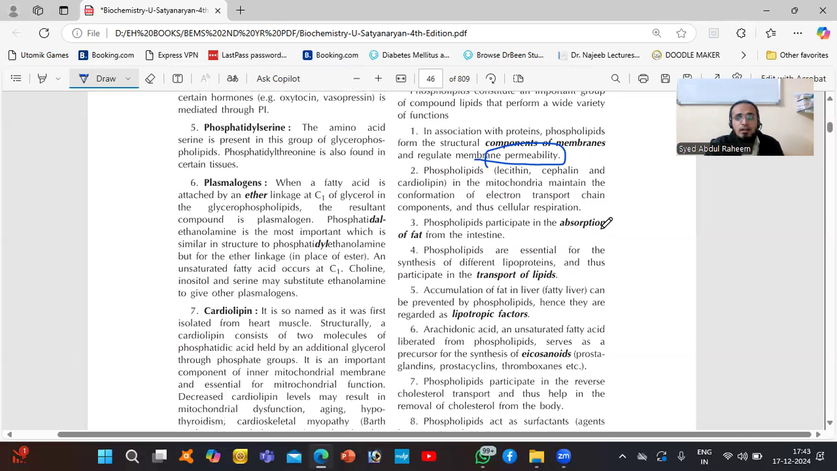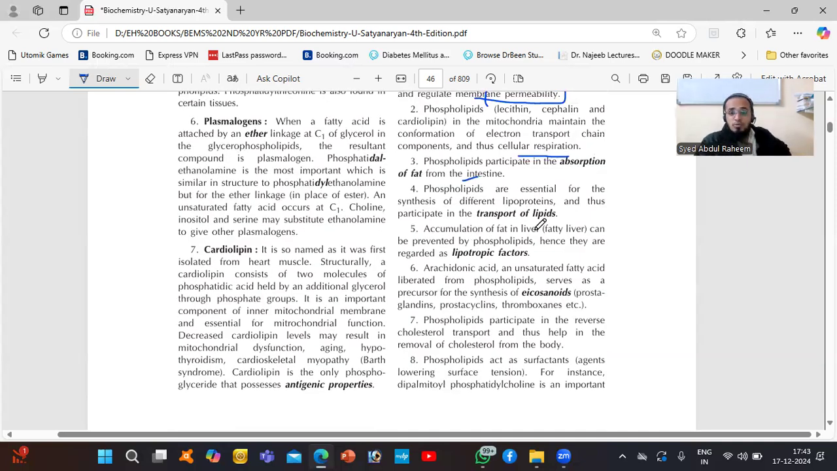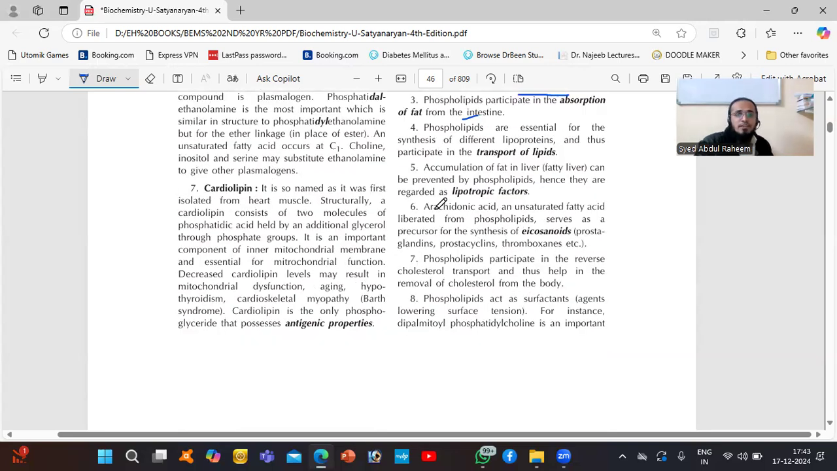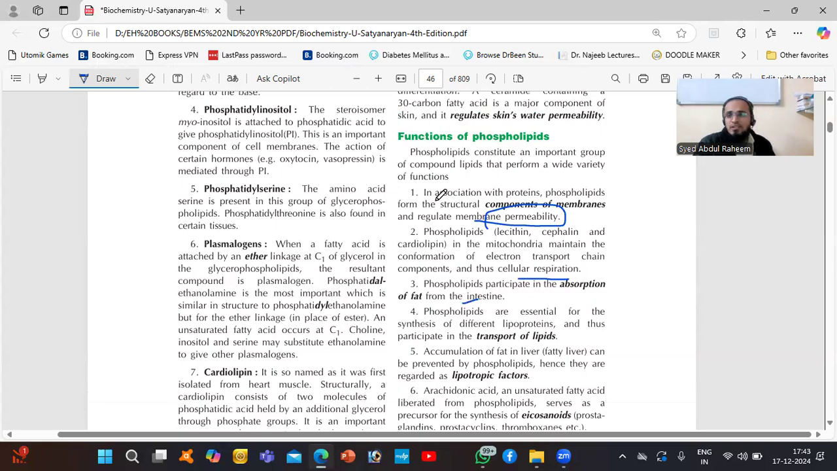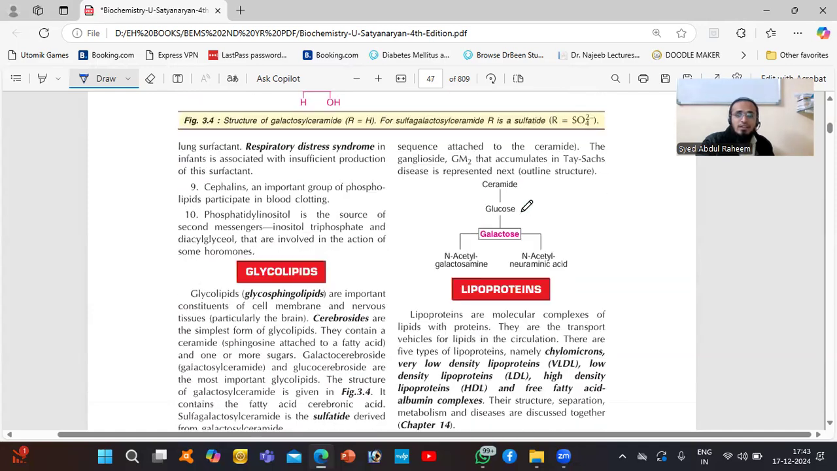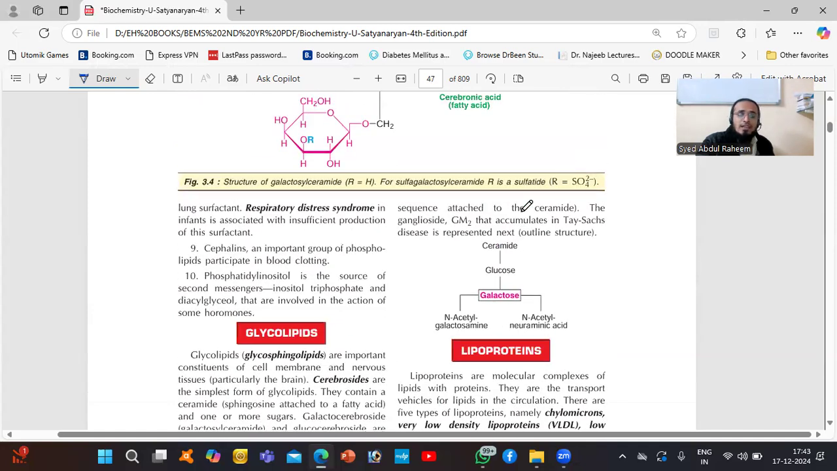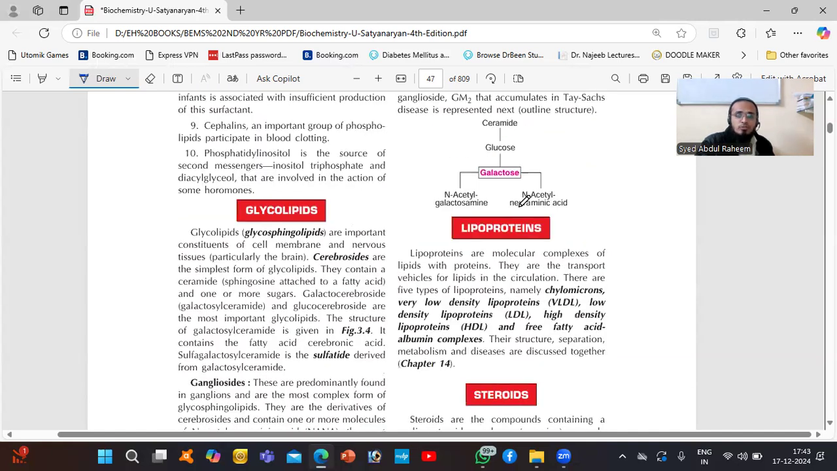Another is that cellular respiration happens with the help of phospholipid, and absorption of fat from the small intestine happens with phospholipid only. Transport of lipid from one place to another also happens with the help of phospholipid. It is very important. So all these are functions of phospholipid. The main functions are movement, cell respiration and absorption of fat. These are very important, so we need to understand the importance of phospholipid. It is also present in food. Okay, we have to check.